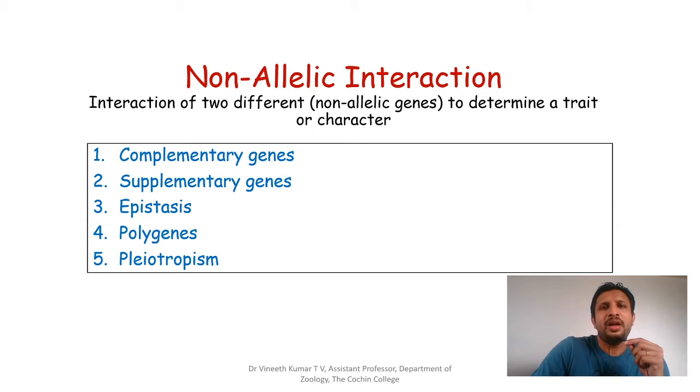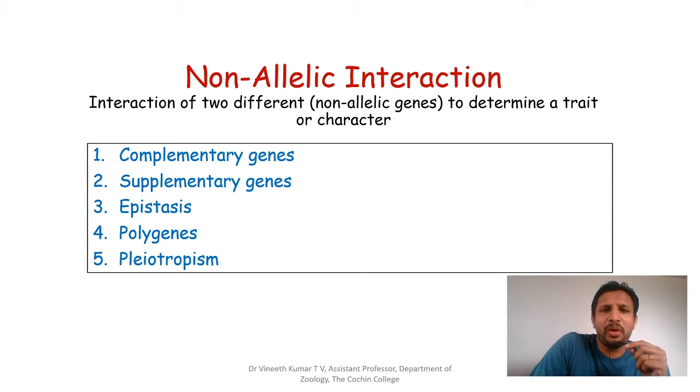For example, flower color. Mendel suggested there will be a particular gene for flower color with two alleles, and that will determine the color. But here we are going to see two different genes with two alleles each. So there will be four alleles, two of one gene and two of the other gene, interacting together to produce a single phenotypic trait.